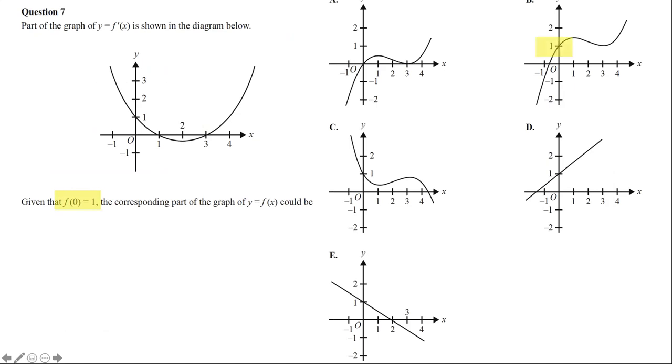If I compare all options, we will notice only option B and option C pass through (0, 1). Also, the derivative function is a positive quadratic, which means the antiderivative must be a positive cubic. So option B will be appropriate. Options D and E represent possible derivative functions. But if we want to find the derivative function of that f dash of x, we will definitely have option D because it's an upward-rising linear function. Okay?